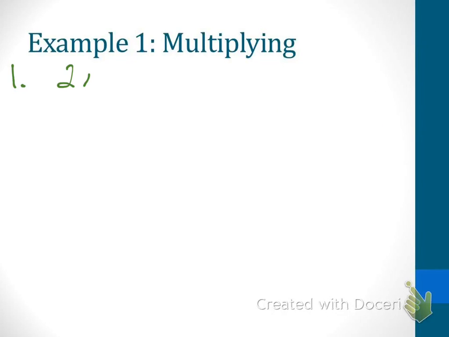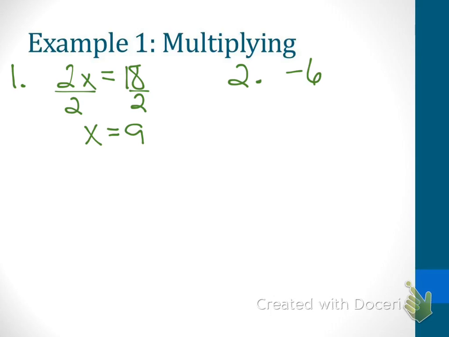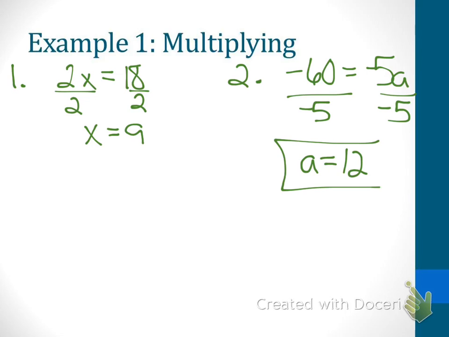Number 1, we have 2x equals 18. Divide both sides by 2. X equals 9. Very good. Number 2, we've got negative 60 equals negative 5a. Divide both sides by negative 5. A equals positive 12. Very good. 2 negatives. Who got them both right? All right. Good job, guys.